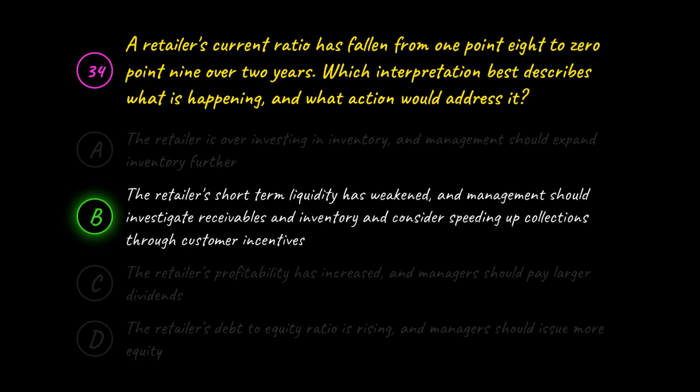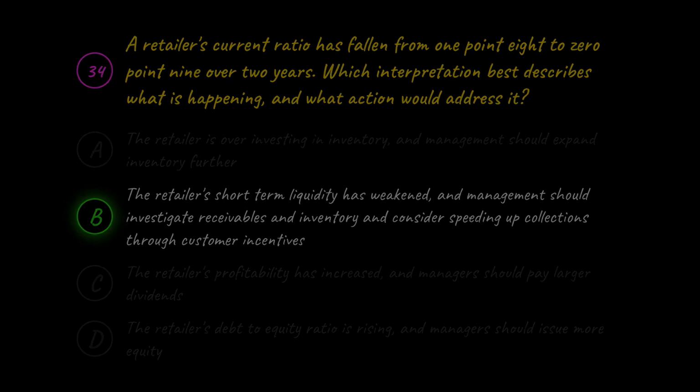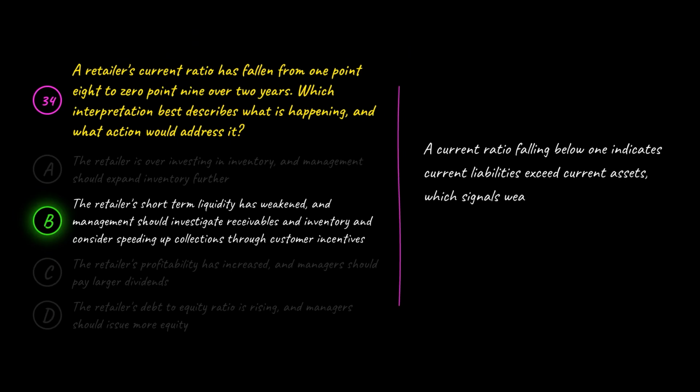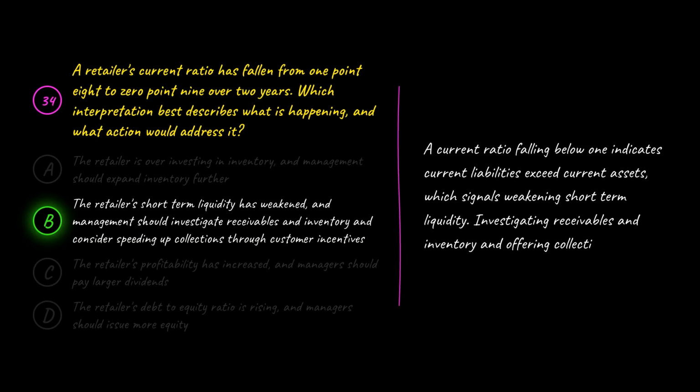The retailer's short-term liquidity has weakened, and management should investigate receivables and inventory and consider speeding up collections through customer incentives. B is correct because a current ratio falling below 1 indicates current liabilities exceed current assets, which signals weakening short-term liquidity. Investigating receivables and inventory and offering collection incentives such as discounts for early payment are standard responses.